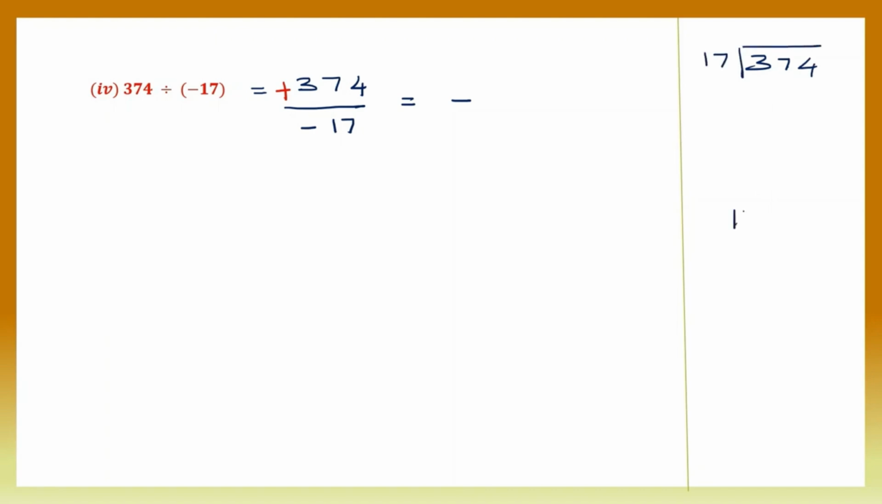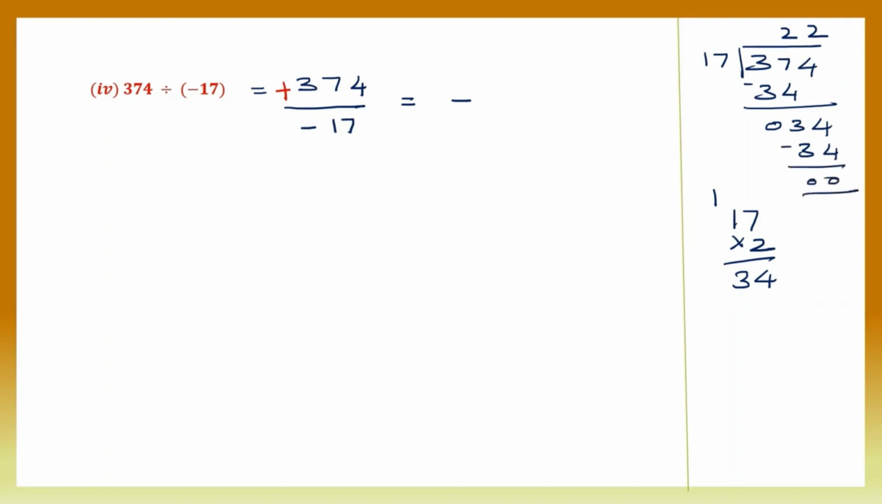We need to get a number close to 37. So 17 into 2. 2 sevens are 14, carry 1, 2 ones are 2 plus 1, 3, 34. So 17 twos are 34. Minus, 7 minus 4 is 3 and 4. So again I've got 34. That means 17 into 2 is 34. So when you minus, you get 0 as your remainder. So here we've got 22 as a final answer, and with the sign our answer is minus 22.